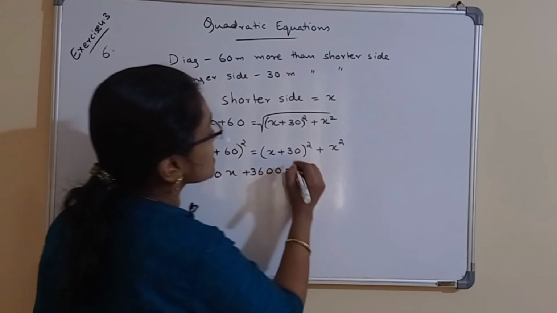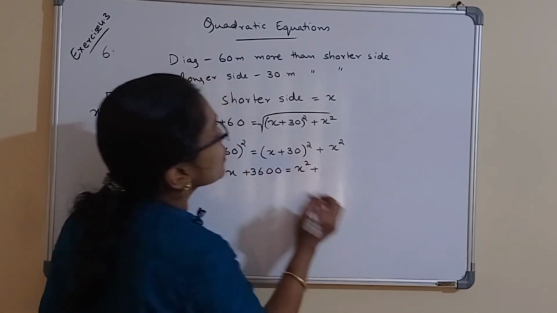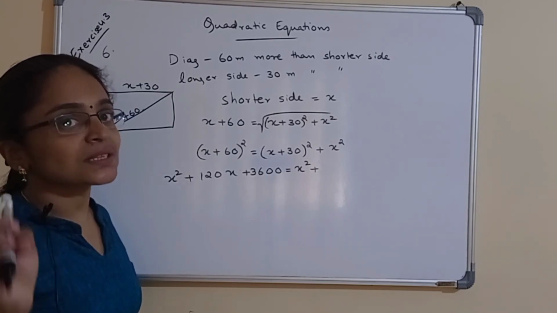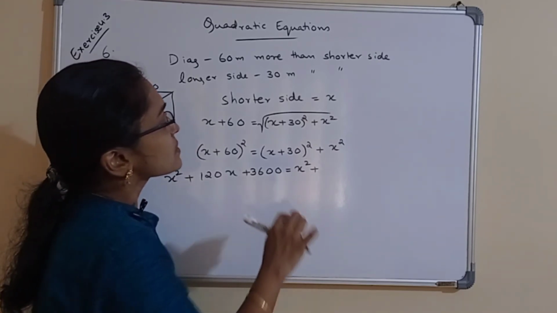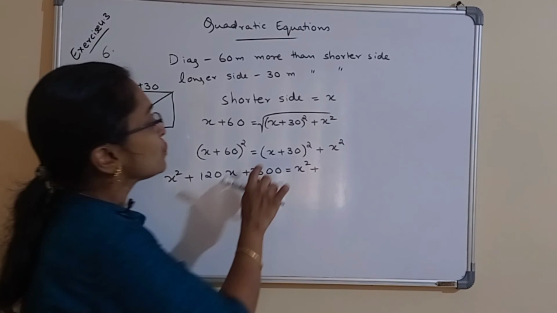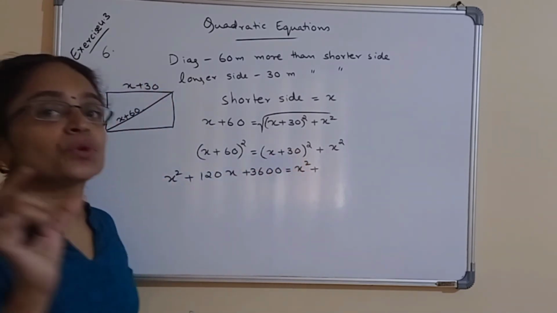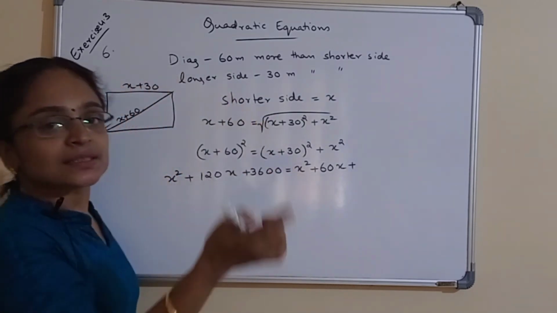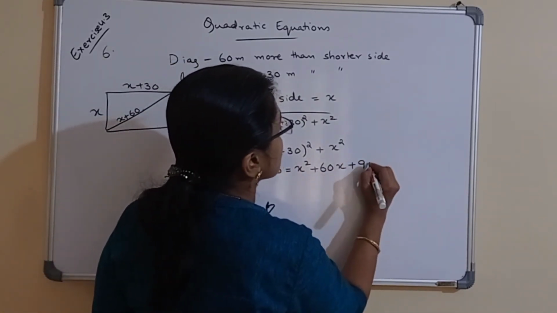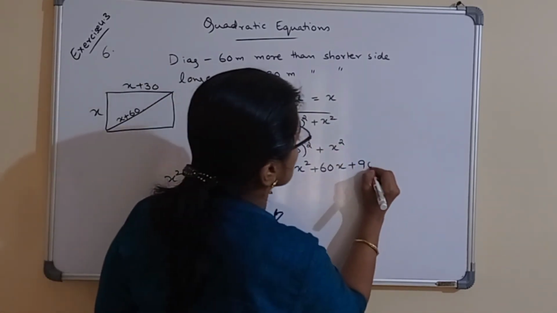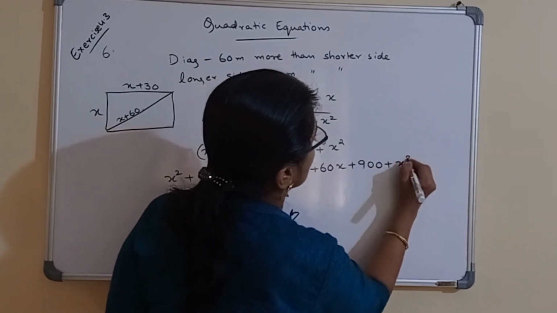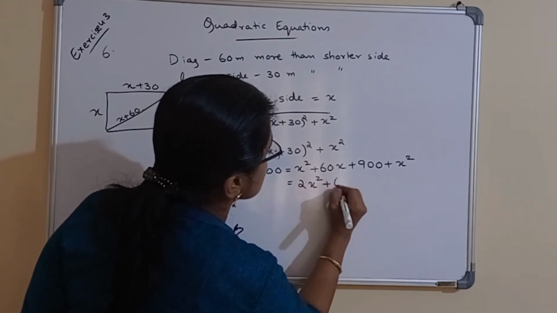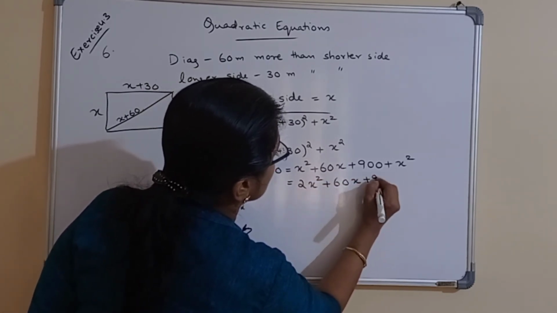So this is equal to x square plus 2 into x into 30, using (a plus b) the whole square is a square plus 2ab plus b square. 2 into x into 30 is 60x, plus 30 square is 900, since 3 square is 9 and we add 2 zeros, plus x square. Now this is equal to 2x square plus 60x plus 900.